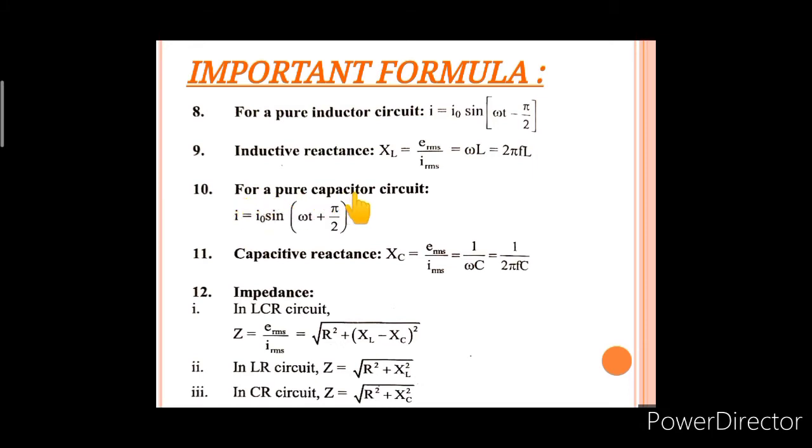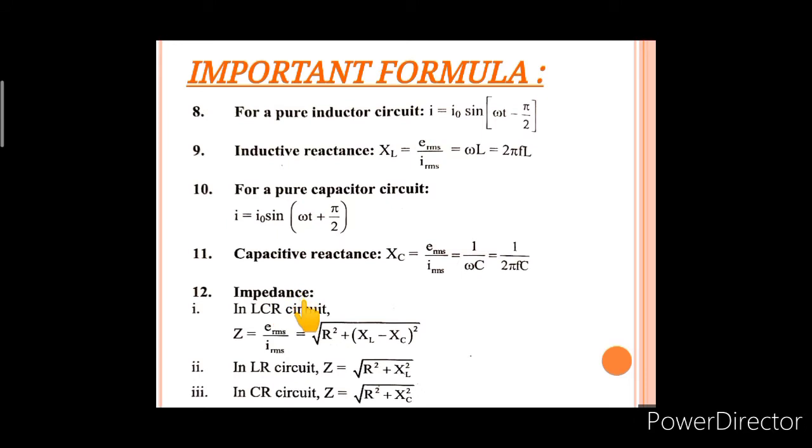For a purely capacitive circuit, we have the current I as I0 sin (omega t plus pi by 2), and here we get the capacitive reactance, denoted as XC, again the ratio of E_RMS to I_RMS. So E_RMS upon I_RMS gives the value of the capacitive reactance, and XC is also equal to 1 upon omega C, which is equal to 1 upon 2 pi F C.